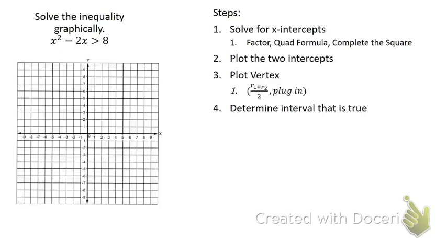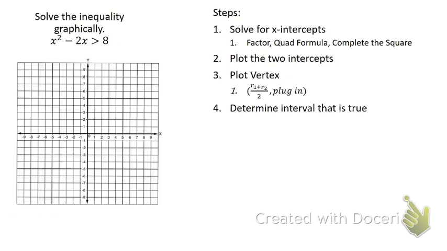Alright, so I'm just going to give you all a quick rundown of how to do this since I won't be in class. So basically we need to graph the inequality x squared minus 2x is greater than 8. So to do that, I need to do a couple things. I got to solve for my x-intercepts, and I need to plot those two intercepts.